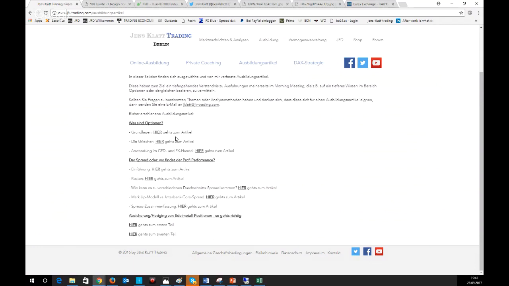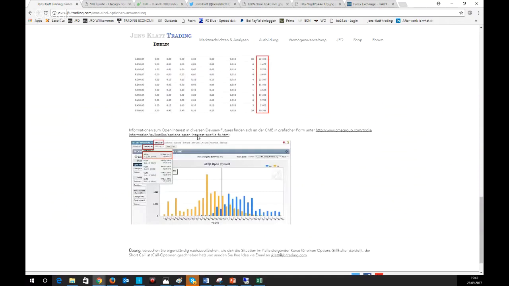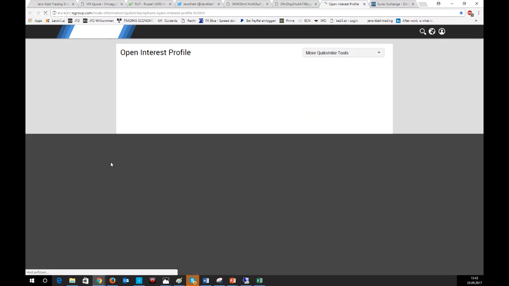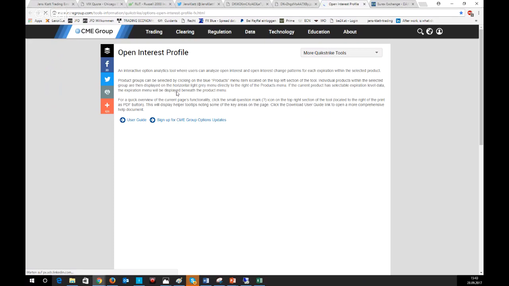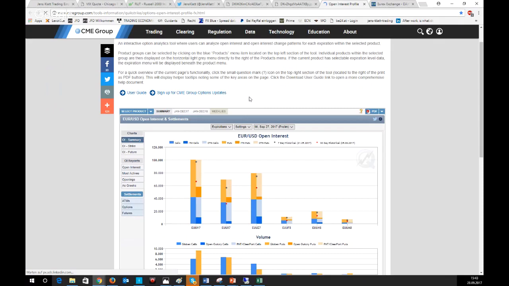But let's first of all have a look at the options now. So you can see which levels are relevant. So for example, here, if you click at this, that's for the Chicago Mercantile Exchange. It's the open interest profile. You can easily do this for currencies also, even though it's just 6 to 10% of the euro future here, which is traded in the future. Most of the currency markets are trading OTC.